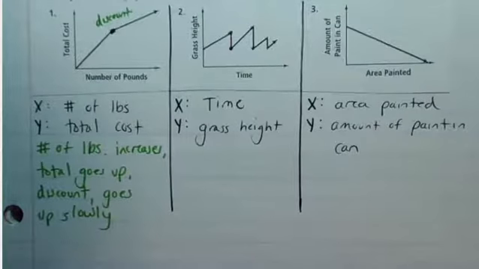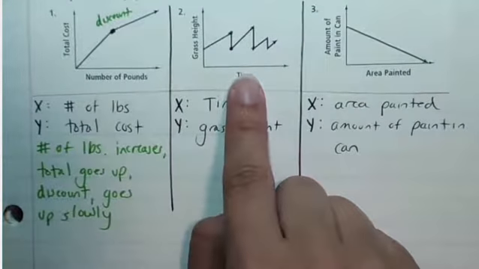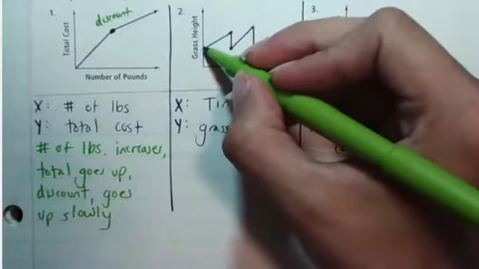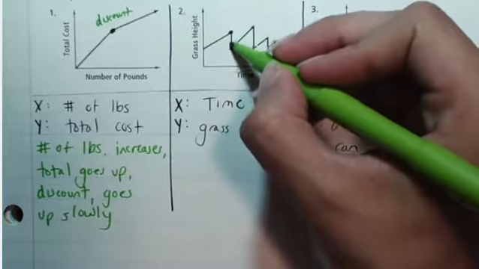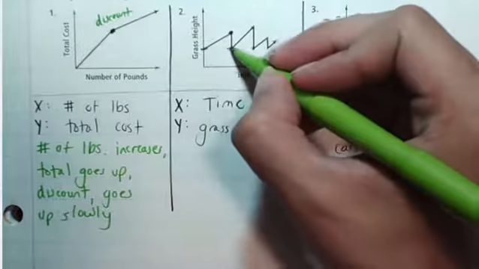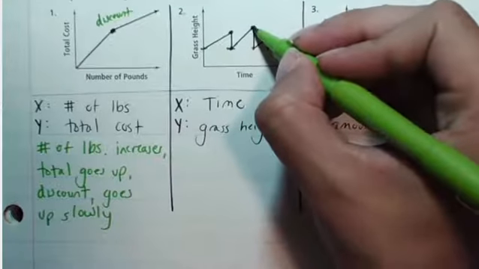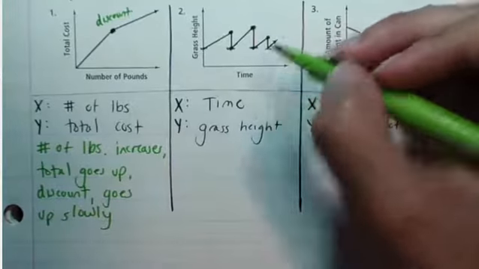Okay, now the second one's a little bit easier, I think, if I'm talking about the grass height and the time. I think a lot of you guys probably got this, but as the grass height increases, all of a sudden it stops and it drops back to where it started. Okay, so then it increases again, then it stops, and it drops all the way back down to where it started, and it keeps doing this.